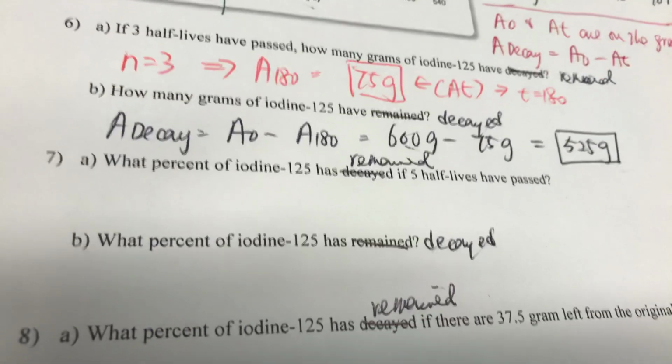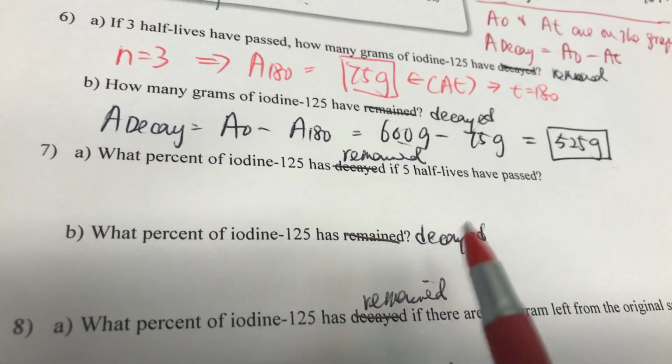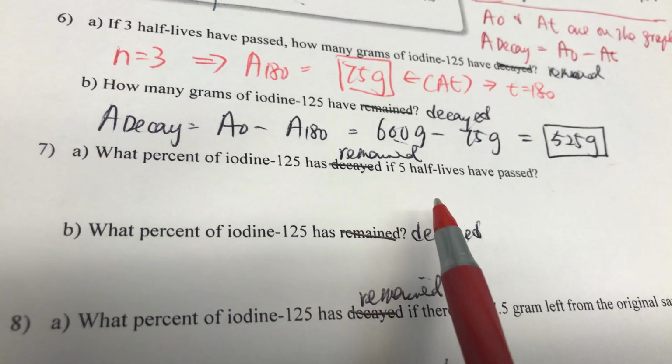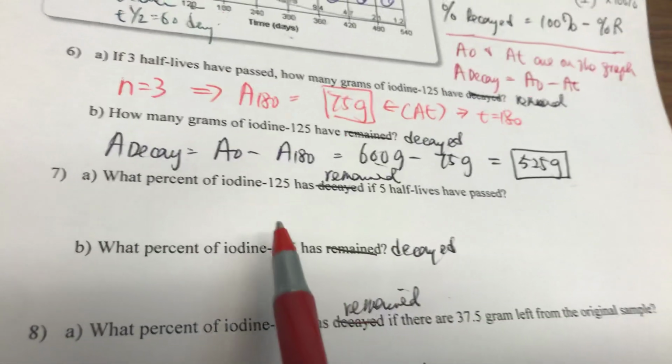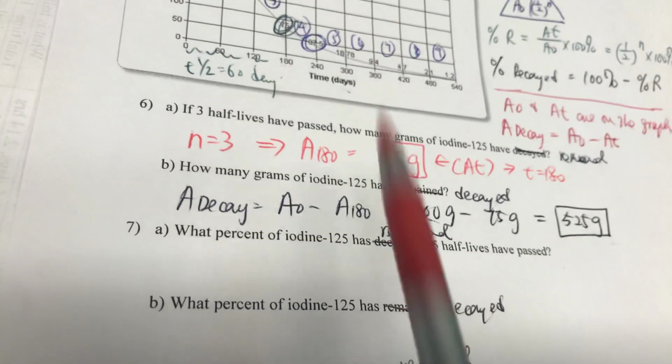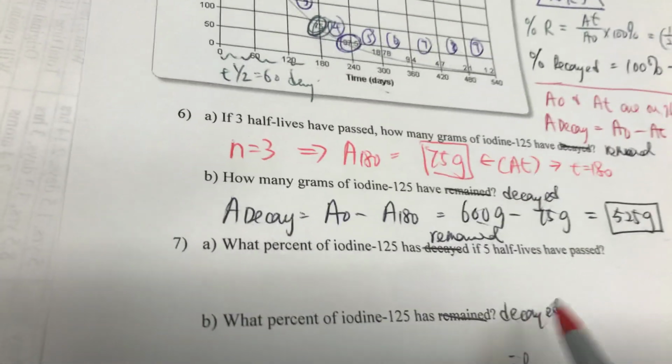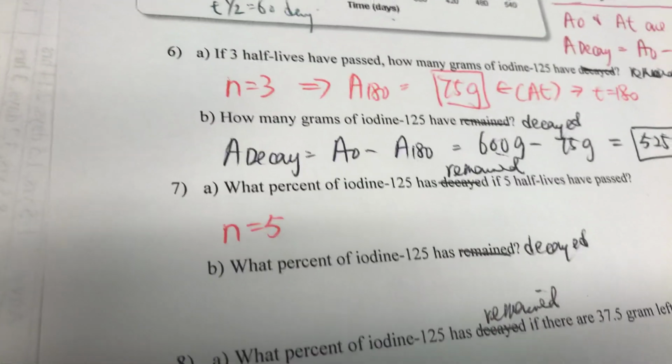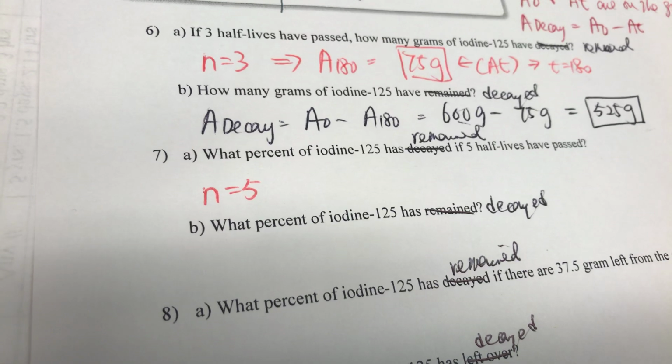Now, what percent of iodine-125 remains after the half-lives have passed? Sometimes we don't need to do the math on part A, because we can actually just deduce it from that part. Now, when half-life is n, I'm going to use the black pen because I have to do math here.